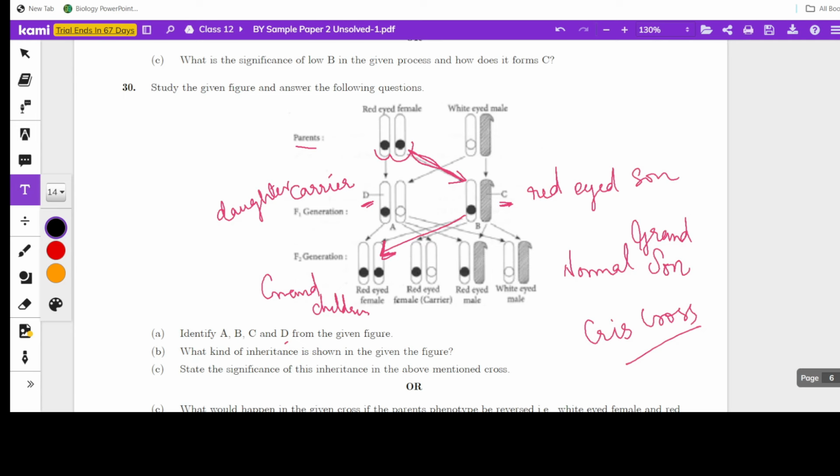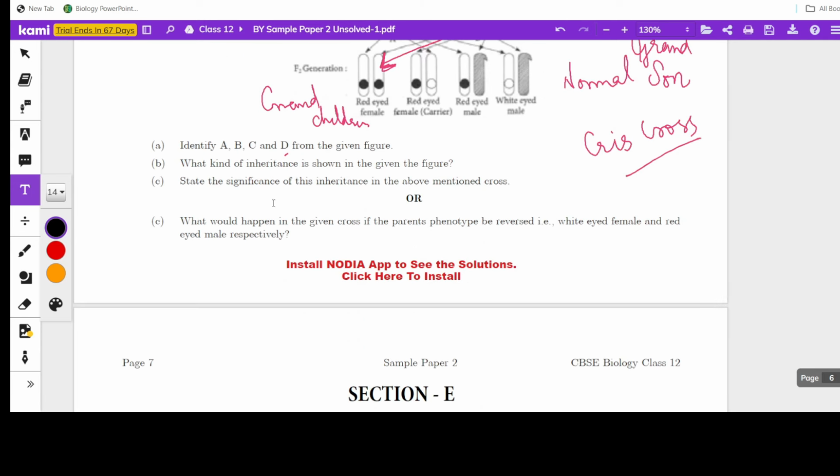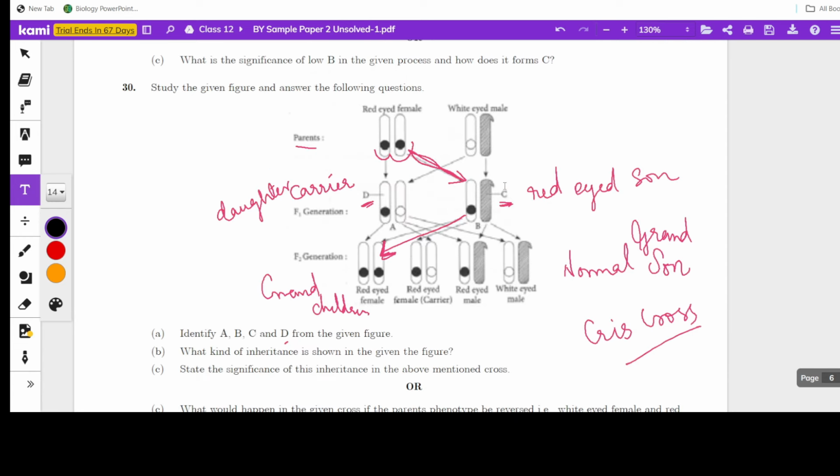See, the next question they have asked, the OR question. What would happen if, in the given cross, the parent phenotype is reversed, that is, a white-eyed female and a red-eyed male respectively? So if the cross comes like this, the red comes in the male and the white-eyed female. So what happens? This X comes here and this X would be inherited by the grandson. So the grandson will be getting it. So crisscross inheritance means from mother to son to granddaughter, father to daughter to grandson.